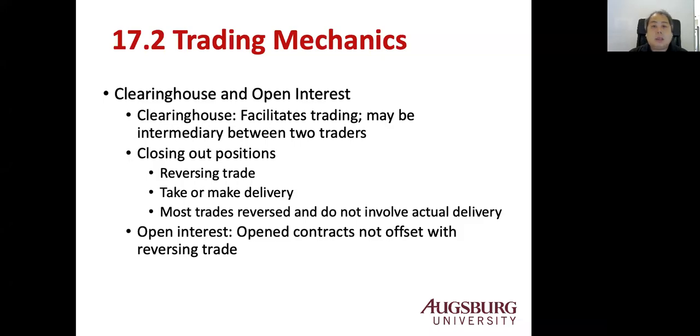Second part of this chapter is the trading mechanics. So how we trade. Futures market has exchanges called clearinghouse. So clearinghouse facilitates trading. They basically are the intermediary between two traders, long and short position.